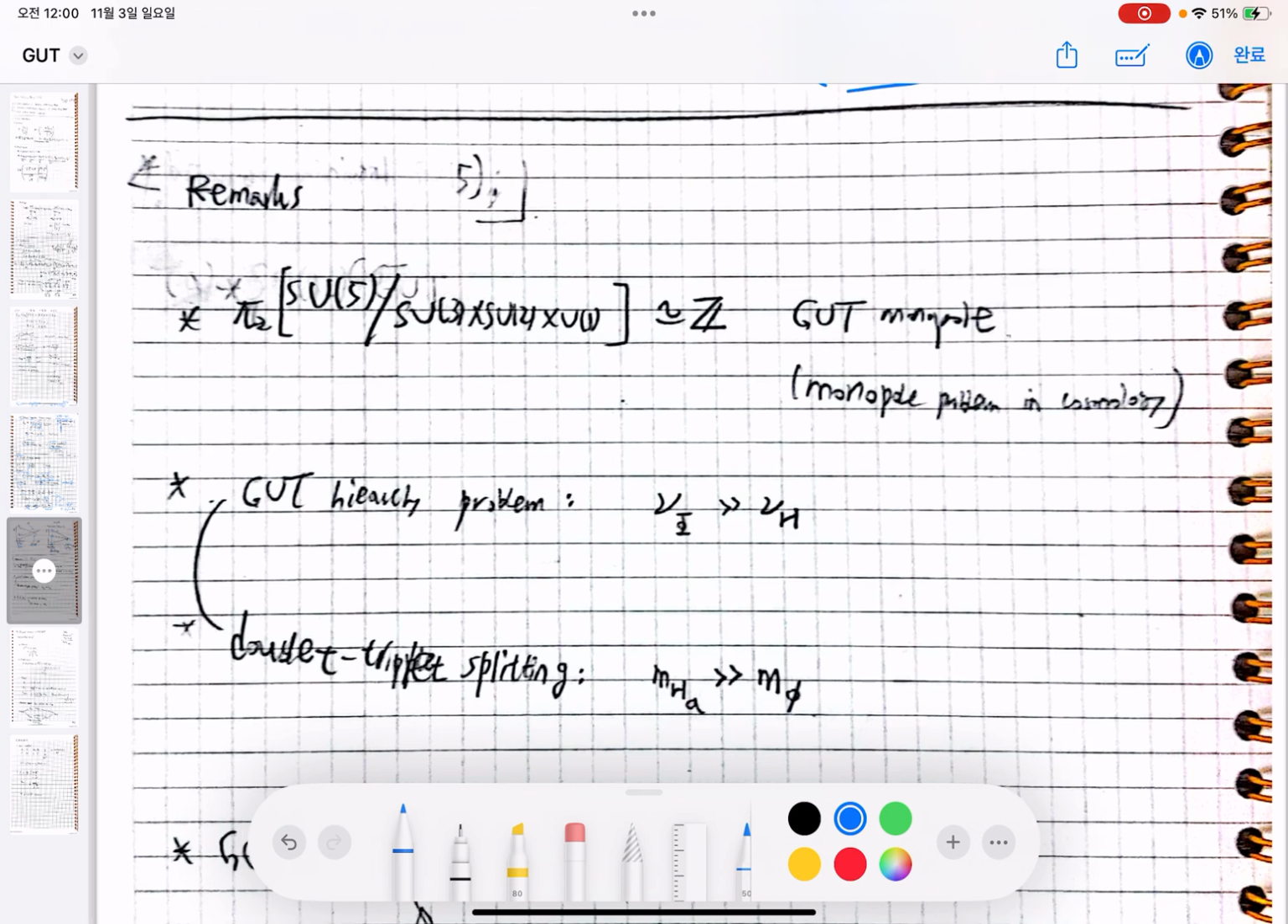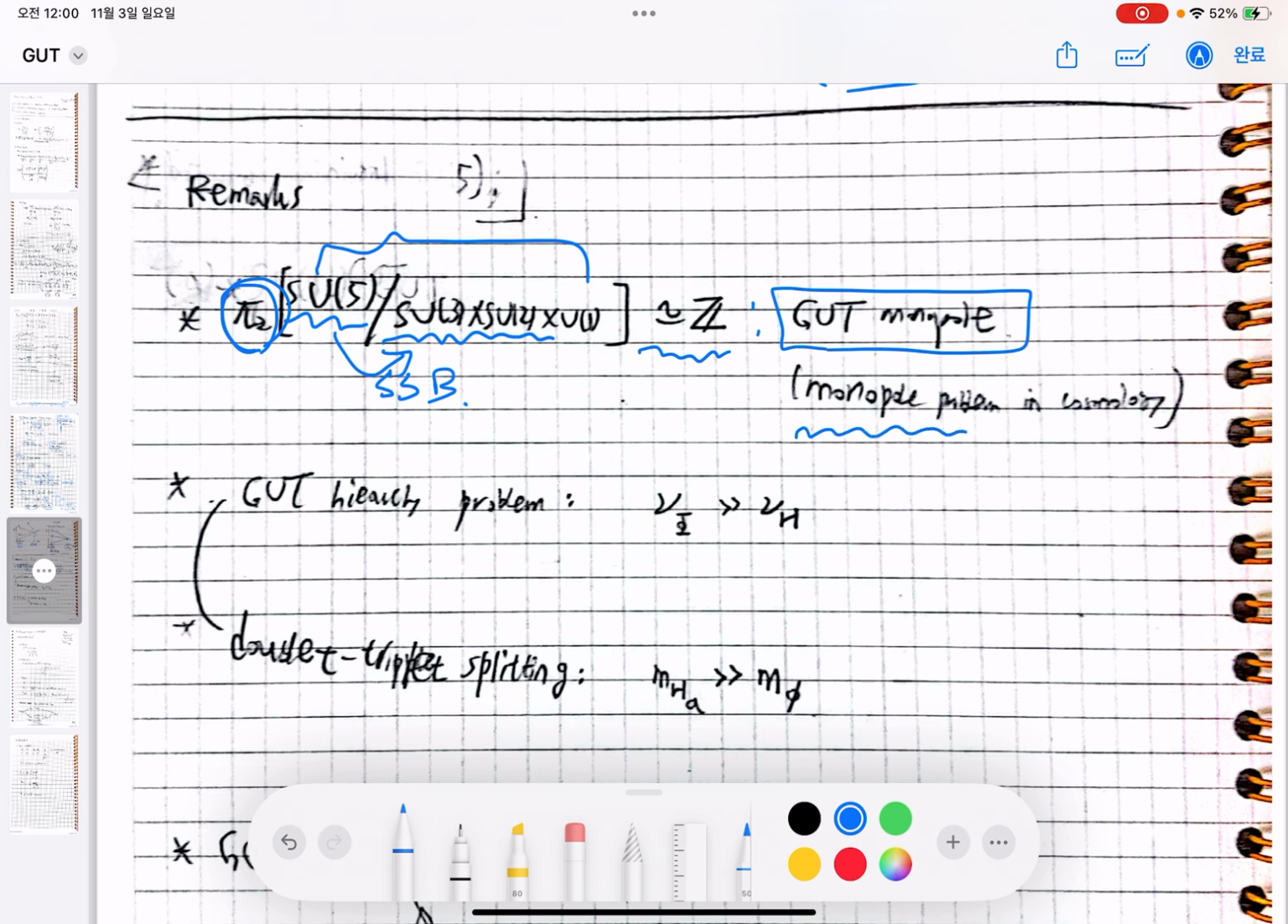There is some remark. The SU(5) GUT symmetry is broken to the standard model by spontaneous symmetry breaking. And if we consider the second homotopy group for this degenerate vacuum, then it can be classified topologically. Then the homotopy group of the given degenerate vacuum is given by the chart. So this makes the GUT monopole, but cosmologically there are no monopoles in the universe, so it makes a monopole problem.